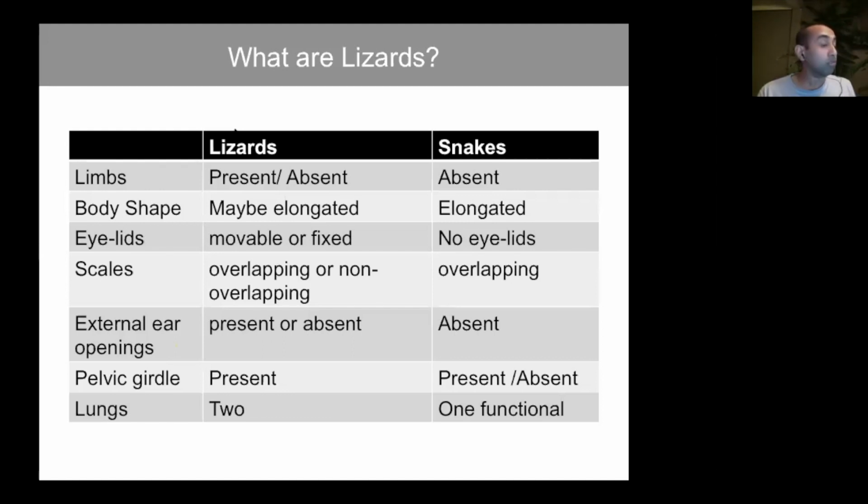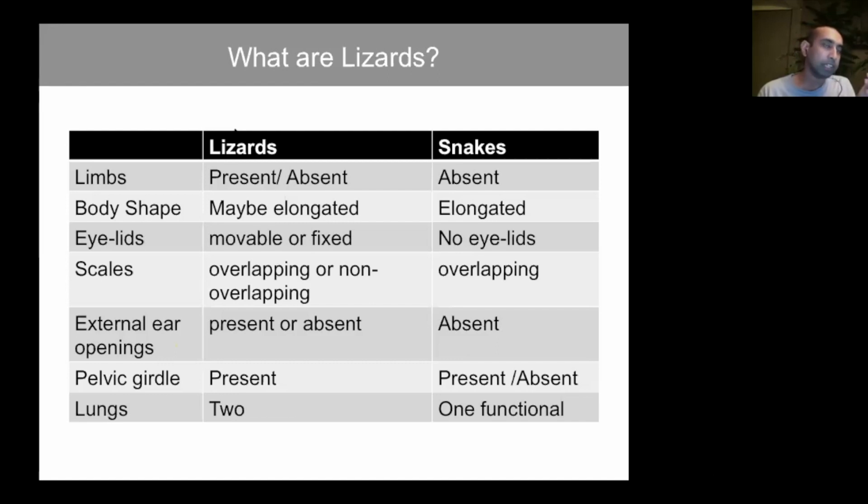And also the scales. Lizard scales are overlapping, or there could also be lizards with non-overlapping scales like geckos. Snakes will always have overlapping scales. And if you look at the external ear opening, some of the lizards have a visible external ear opening, and some of them do not. Snakes do not have an external ear opening at all. And then if you look at the pelvic and the pectoral girdles, the lizards will have both. Some of the snakes, like the pythons, will have a pelvic girdle, right?